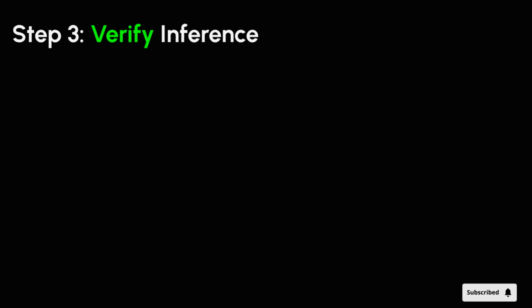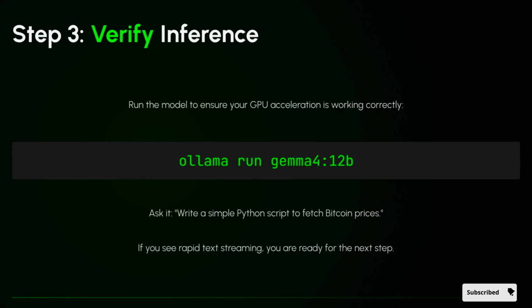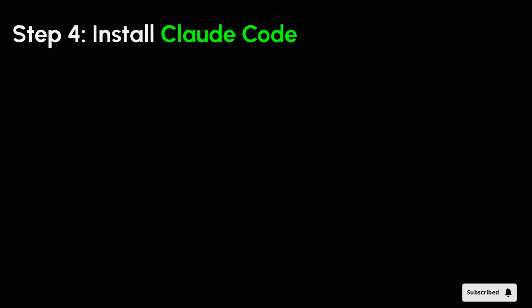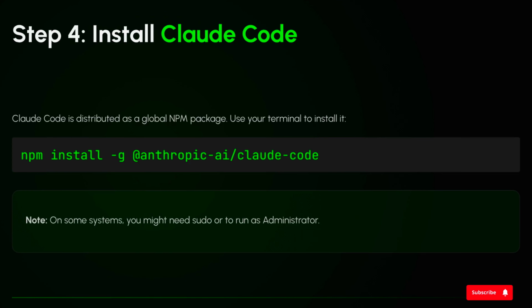Step 3. Verify inference. Run the model using ollama run gemma4:12b and ask it to write a simple Python script. Rapid text streaming confirms your GPU acceleration is working. Step 4. Install Claude Code. It's distributed as a global NPM package. Use the command npm install -g @anthropic-ai/claude-code. Note that some systems may require sudo or administrator privileges.